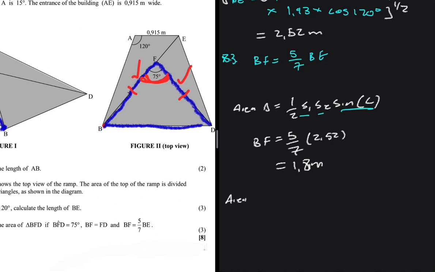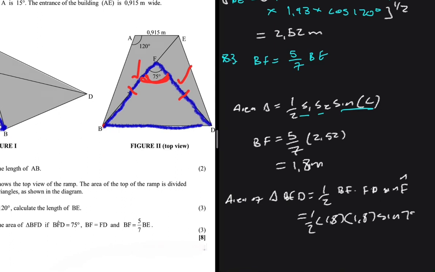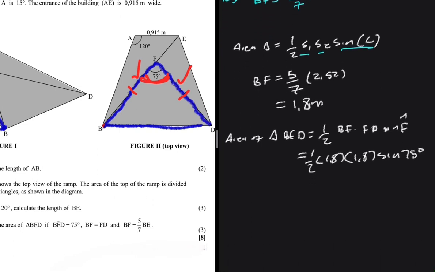So we can go ahead and say that the area of triangle BFD will be equal to a half BF multiplied by FD and then sine of angle F, right? And if we substitute that, we're gonna get a half multiplied by 1.8 multiplied by 1.8 again, because we know that BF is equal to FD, and then multiplied by sine of 75 degrees, right? And then if you put that in your calculator, you should get the area of BFD to be 1.56 meters squared.